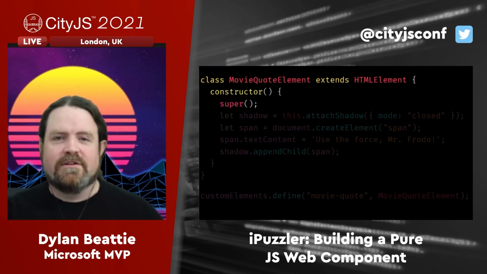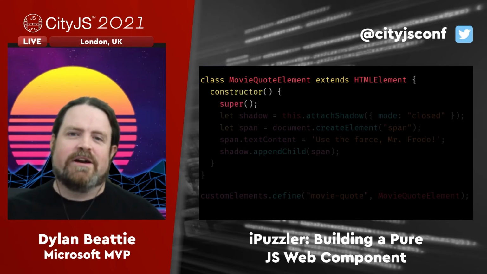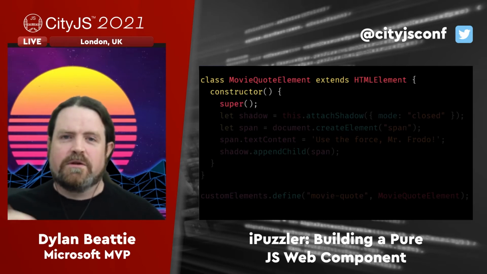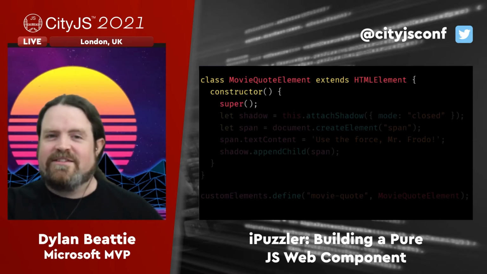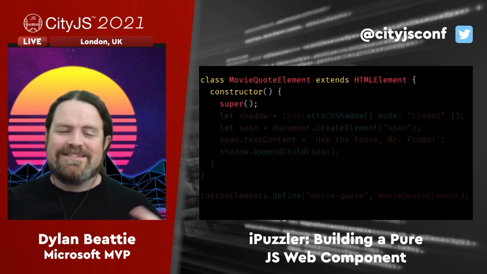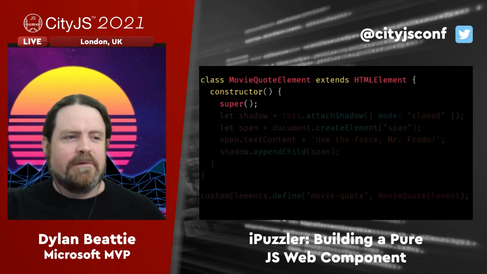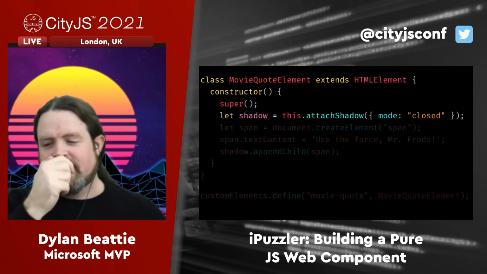Then we've got this constructor here. So every time we make one of our elements, it runs this chunk of code. First thing we do is we call super, that says, tell the browser to set up the HTML element and then come back when it's done and we'll add our stuff on top of it. Then we are doing this.